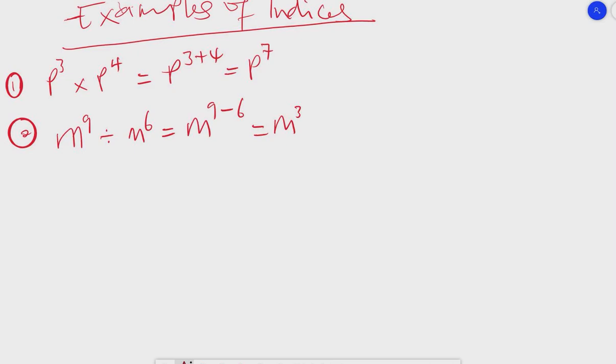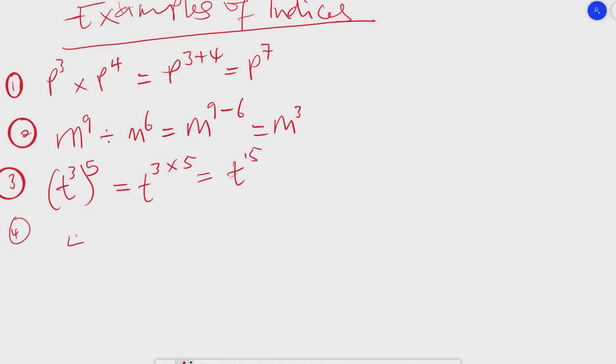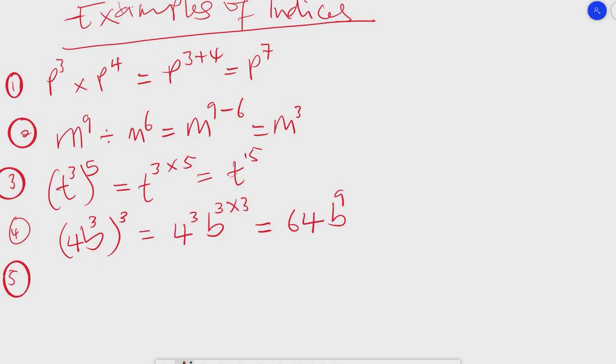Examples of indices. 1. We have p raised to the power 3 times p raised to the power 4 is equal to p raised to the power 3 plus 4, which is equal to p raised to the power 7. m raised to the power 9 divided by m raised to the power 6 is equal to m raised to the power 9 minus 6, which is equal to m raised to the power 3. And it follows suit. The rest follows suit.